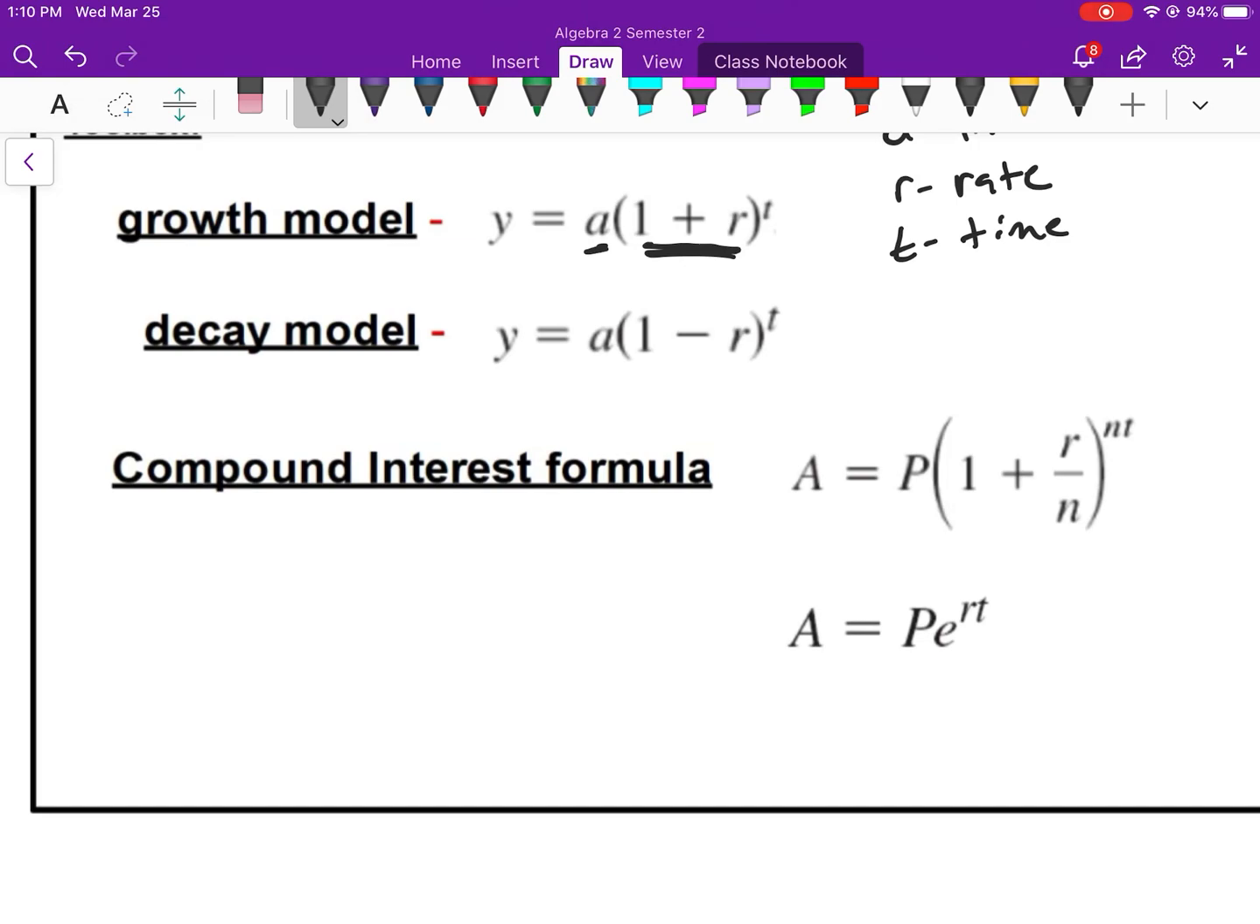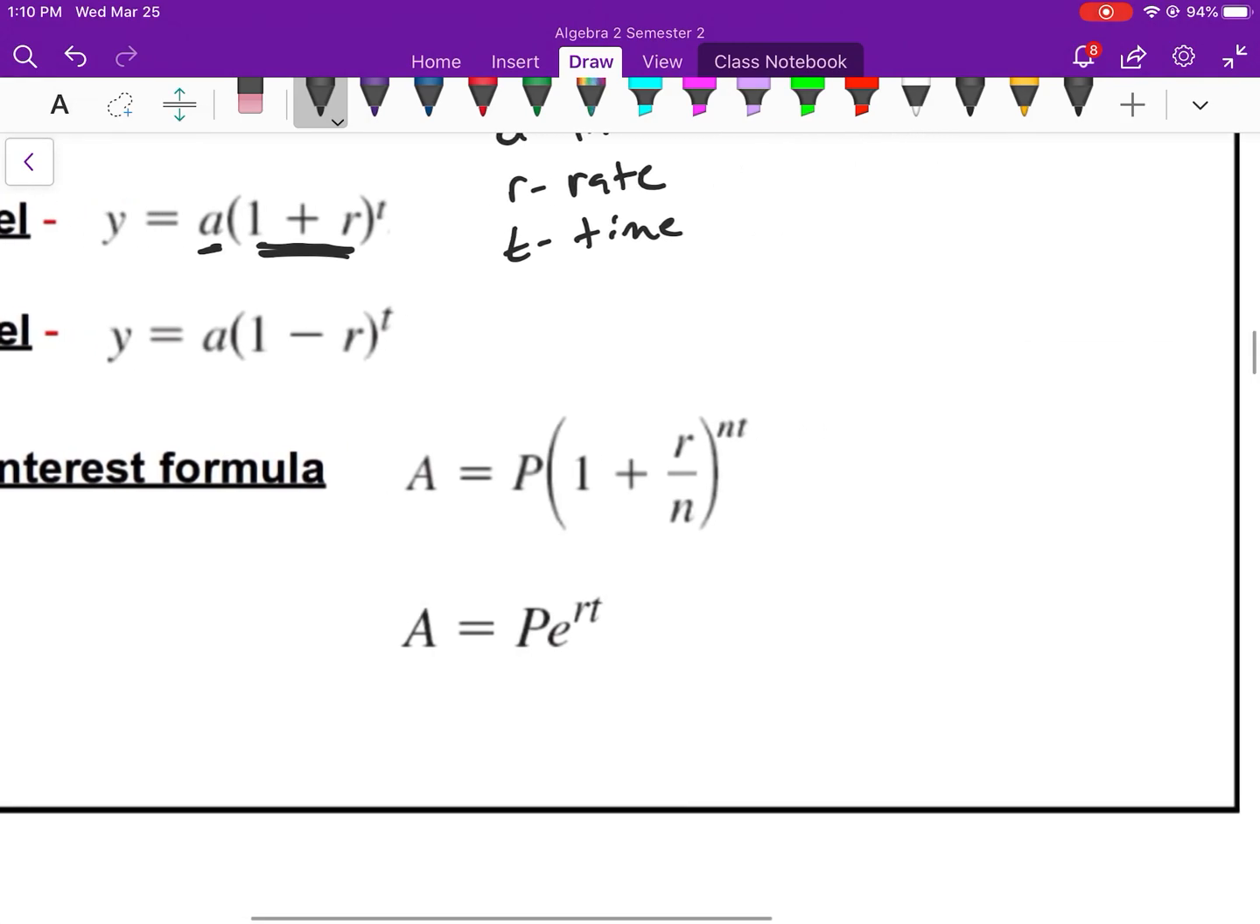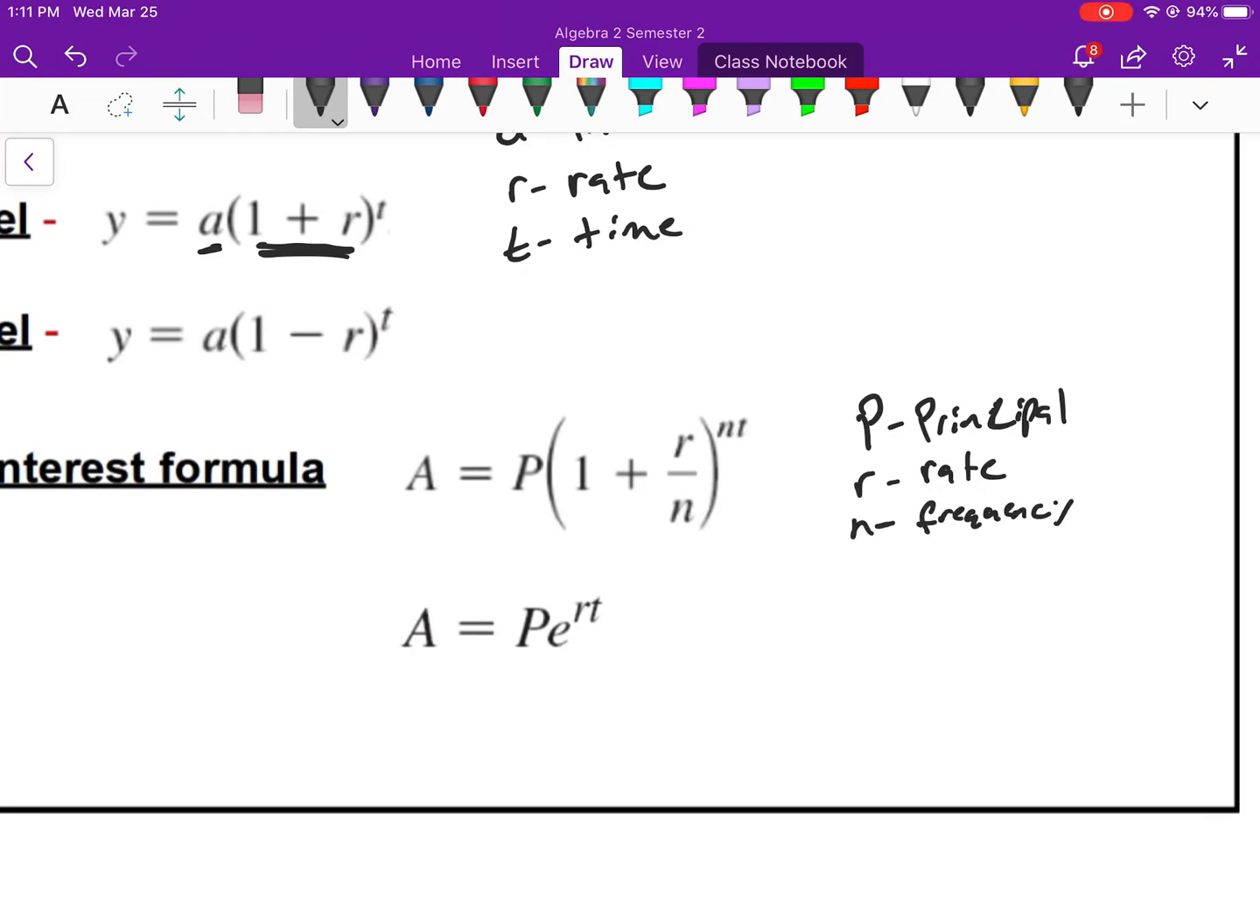Now, anytime we talk about some type of account where it's compounding interest, we're going to use one of these two formulas. Okay, so the first one is when we're given a specific frequency and a specific number of times it's going to be compounded. Okay, so P is going to represent your principal. R, same thing as your rate that you're earning. N is our frequency, and T is our time.